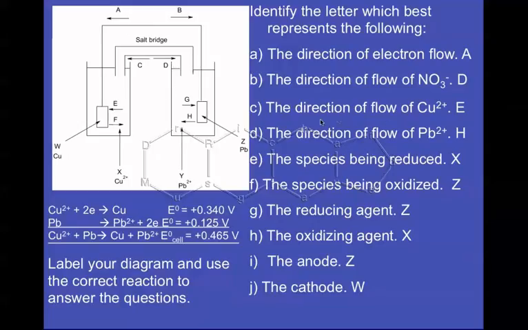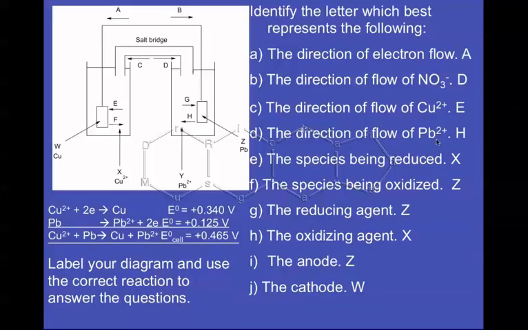Next, we want to figure out the direction of flow of copper 2 plus. As I said before, copper 2 plus is plating. Copper 2 plus is turning into copper. That means we're looking in this region, in the copper region, and we have to be talking about E, copper 2 plus flowing towards the copper electrode.